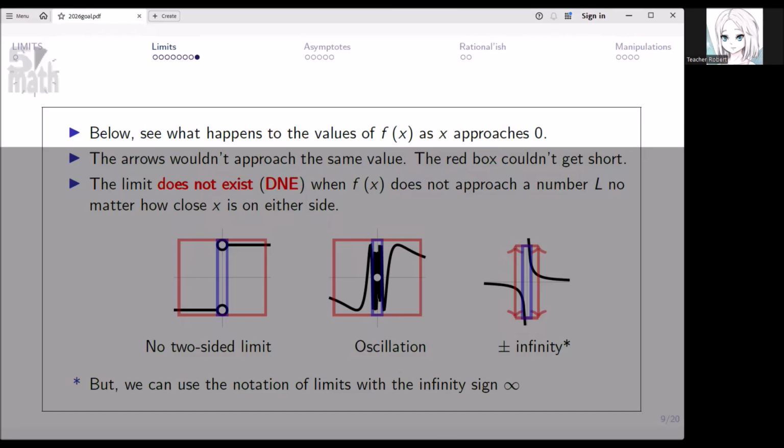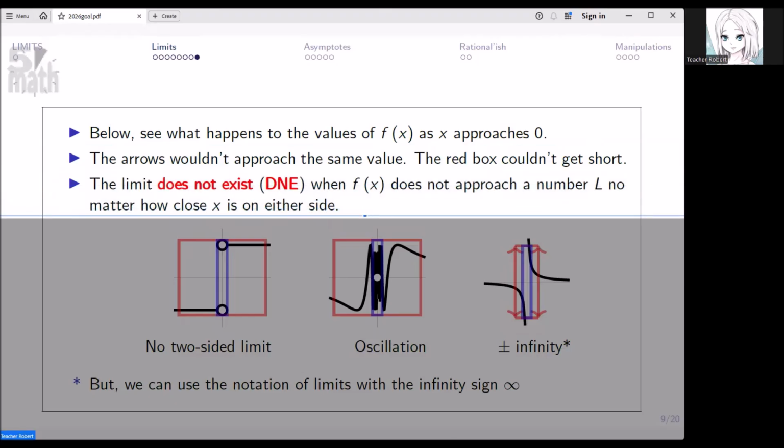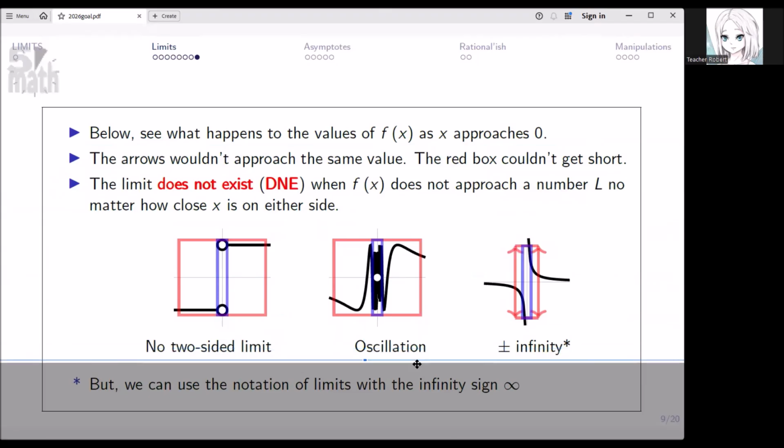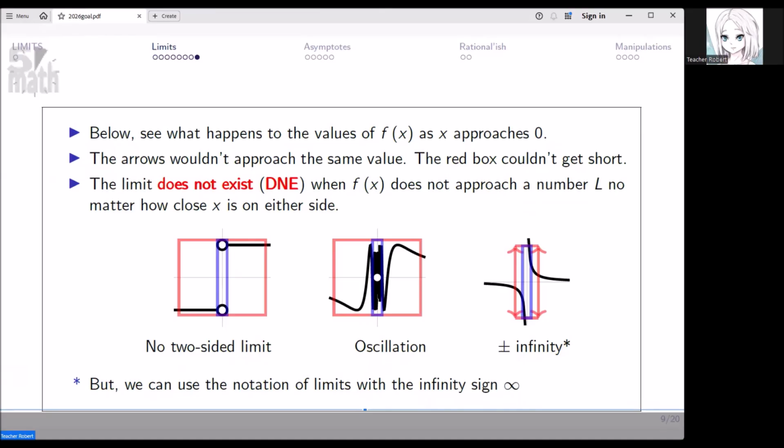Below, see what happens to the values of f of x as x approaches 0. The arrows wouldn't approach the same value. The red box couldn't get short. The limit does not exist when f of x does not approach a number L, no matter how close x is on either side. No two-sided limit, oscillation, and plus and minus infinity. But we can use the notation of limits with the infinity sign.